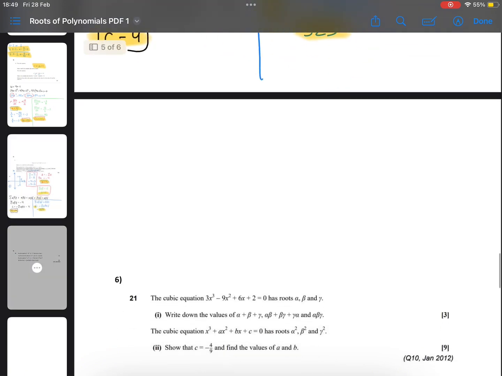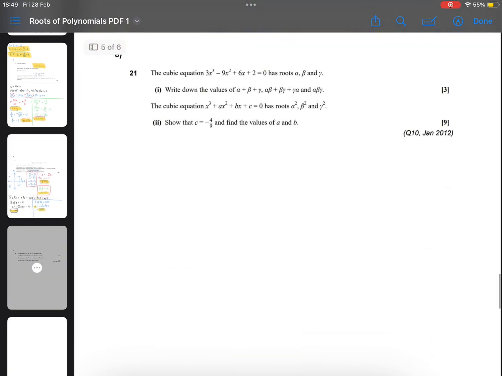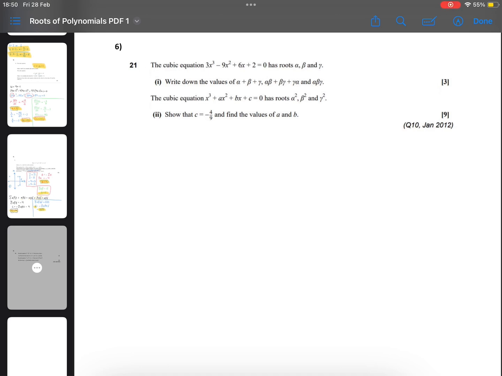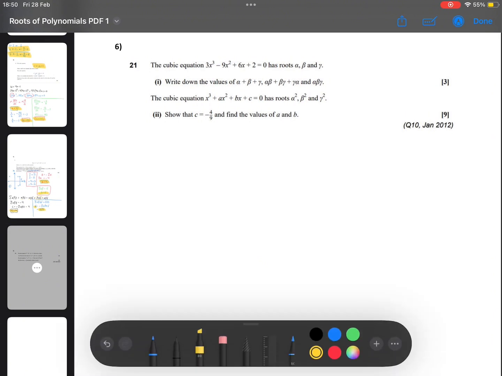Moving on to the next one, which is the last one. We're told the cubic equation 3x cubed minus 9x squared plus 6x plus 2 equals 0 has roots alpha, beta, and gamma. And then we need to write down the values of alpha plus beta plus gamma, and then the sum of the alpha betas and the sum of the alpha beta gammas. So quite an easy question to start with.